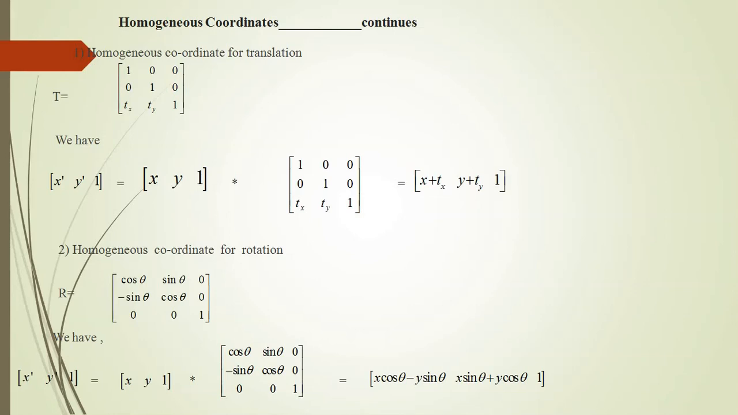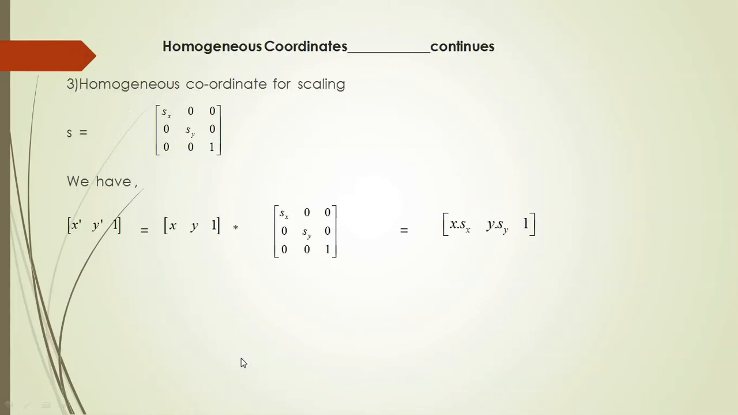So in this the identity matrix is used, and in this identity matrix our rotational matrix is added, that is, one more coordinate is added into the matrix. Okay, so third is the homogeneous coordinate for scaling. The scaling matrix is equal to Sx 0 0, 0 Sy 0, 0 0 1.